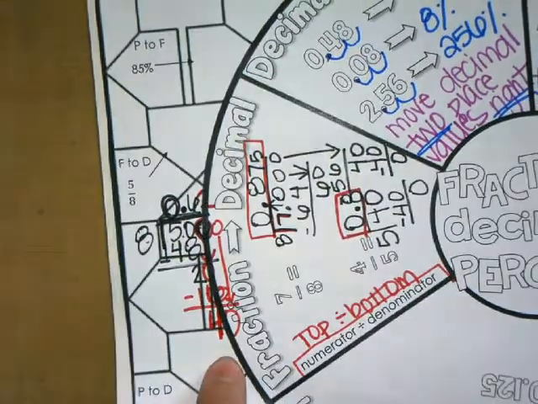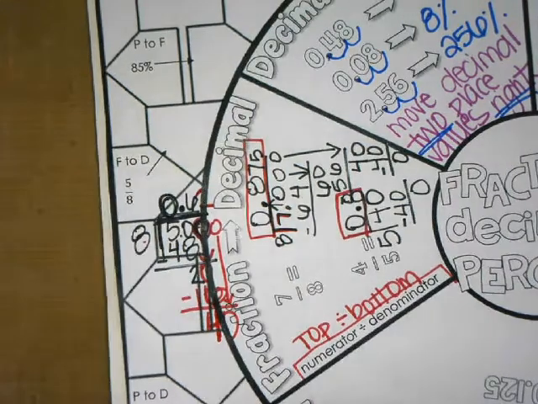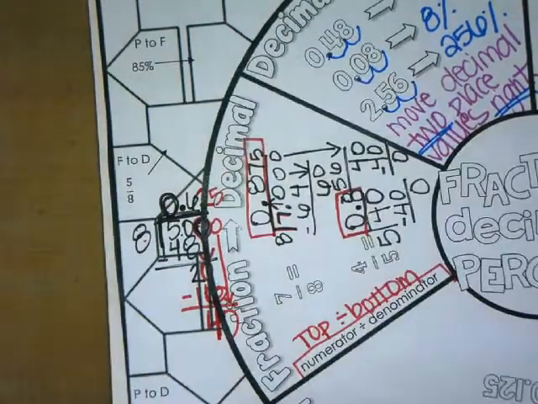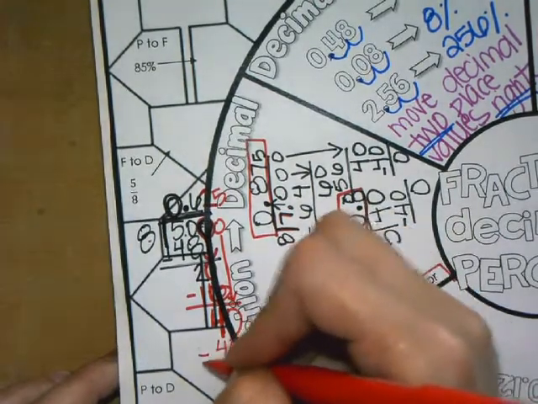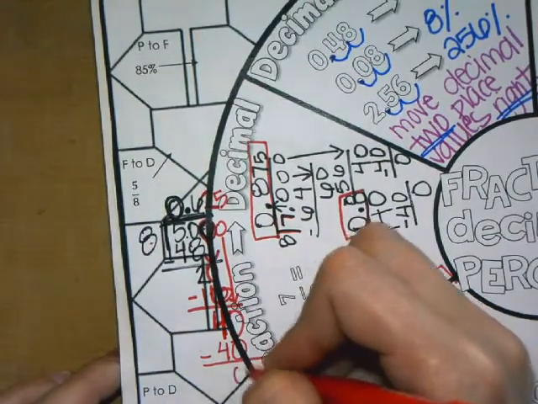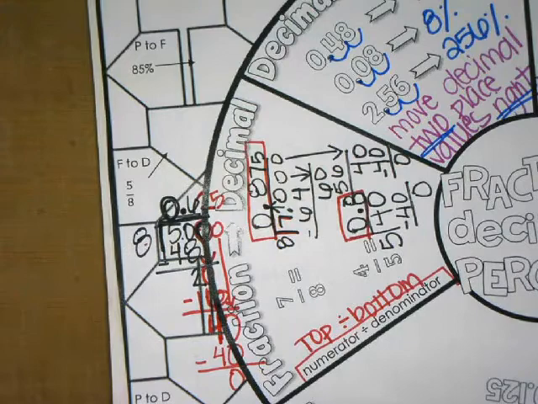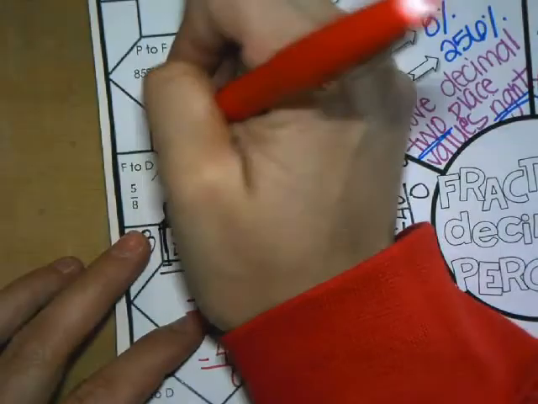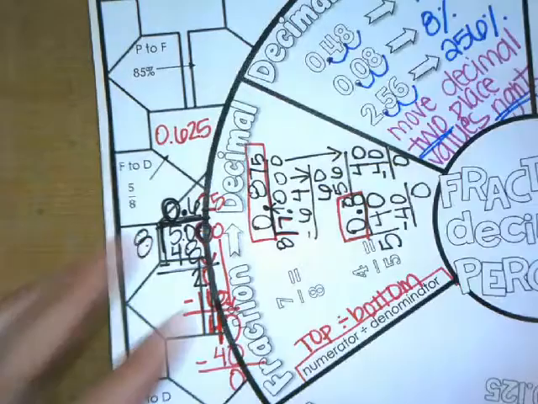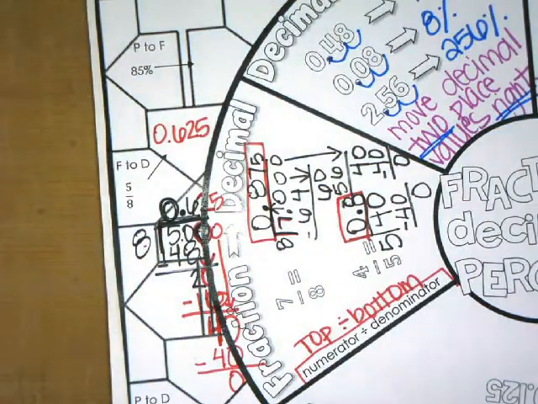8 goes into 40. How many times? 8 times 5 is? And 40 minus 40 is? So what do we get? 5/8 is what as a decimal? 0.625.